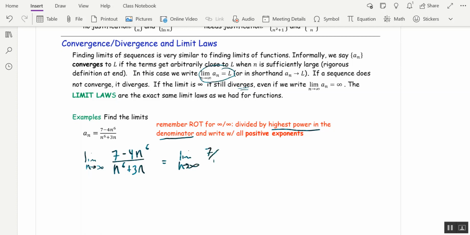Divide every term here by n to the 6th and write everything with positive exponents. So 7 over n to the 6th minus 4. In the denominator, n to the 6 over n to the 6th is 1. And then 3n over n to the 6th would be 3 over n to the 5th. Now I can take the limit. So drop the limit sign, take the limit. Here we get 0 minus 4. And in the denominator, we get 1 plus 0. So that's negative 4 over 1, which is negative 4.